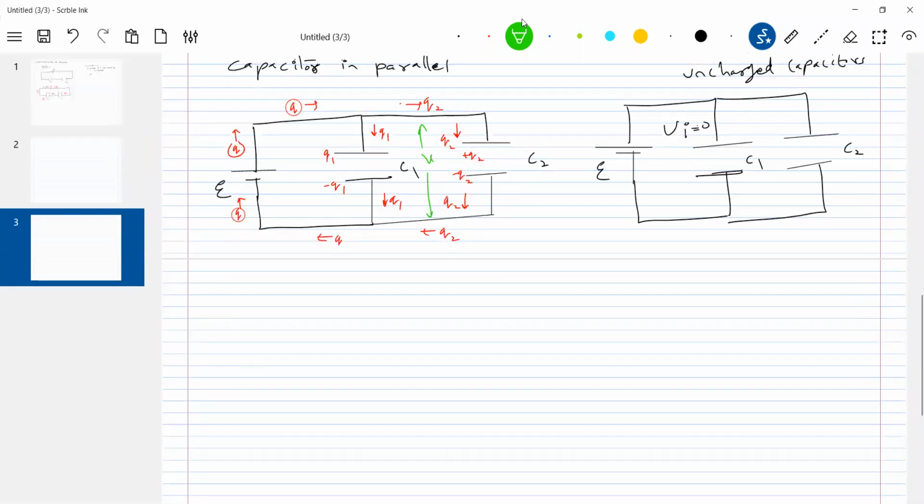So here the first equation, I'll write from conservation of charge. Look at this junction. What charge entered? Q charge entered. It will branch out as Q1 and Q2.